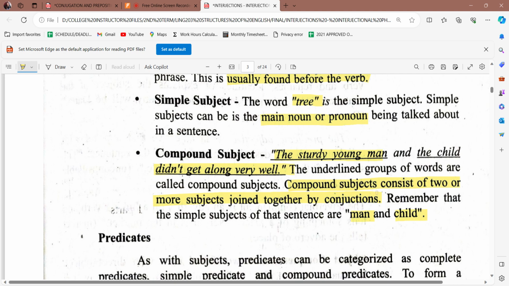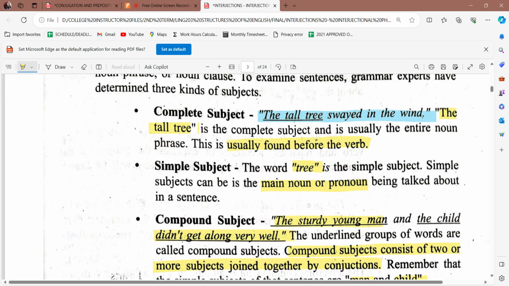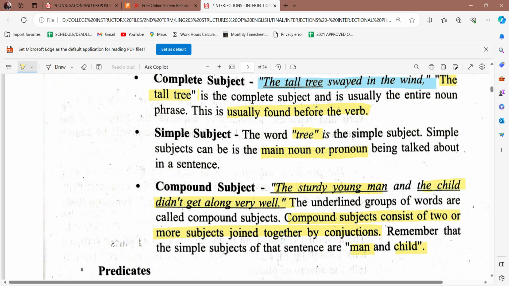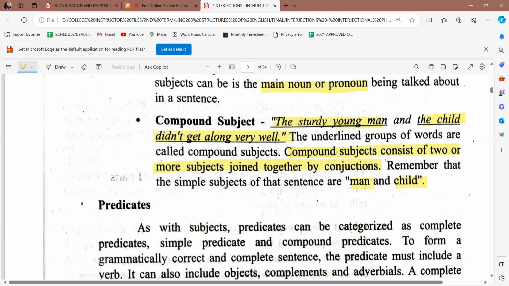But since we're talking about the compound subjects, we have the first one, the sturdy young man, and the child didn't get along very well. Okay? So it is connected by the coordinating conjunction and.